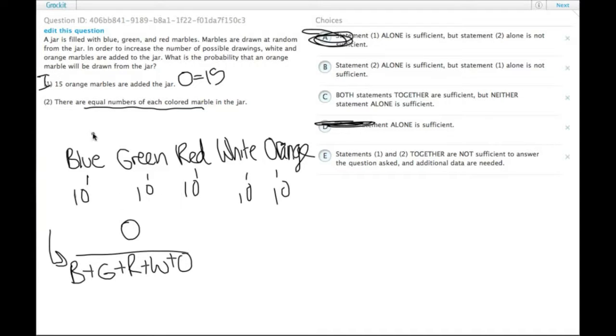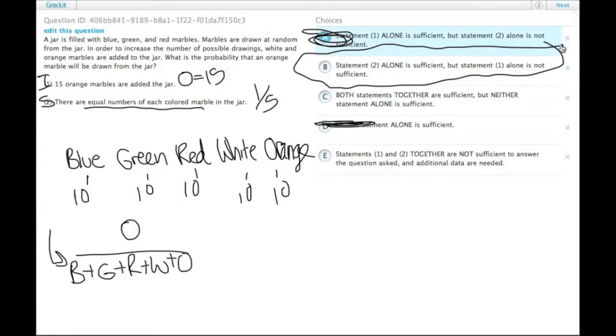Any number that you pick, if you put the same number under each column here, the fraction will reduce to 1 in 5. So statement 2 on its own is sufficient to tell us your chance of getting an orange marble is 1 in 5, even though we have no idea how many marbles are in the jar. Statement 2 is it. So answer choice B is it.